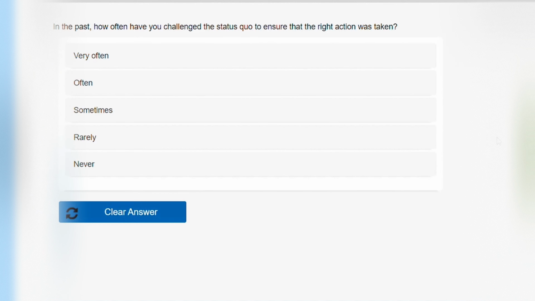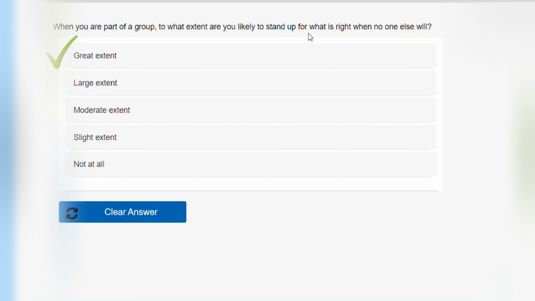Question number 3. In the past, how often have you challenged the status quo to ensure that the right action was taken? Again, avoid the extremes and pick the good answer, which is often. When you're part of a group, to what extent are you likely to stand up for what is right when no one else will? Now here I will pick an extreme, because standing up for what is right is very, very important for P&G. Again, as I said with regards to the PVPs, you can stay in the company even with bad results, but any wrong action, not standing up for what is right, not standing up for the values of the company, is not tolerated. So I would just pick great extent here, going against my previous advice of staying away from the extreme.